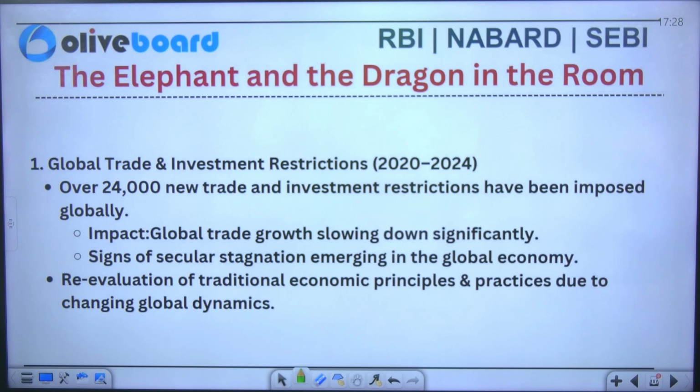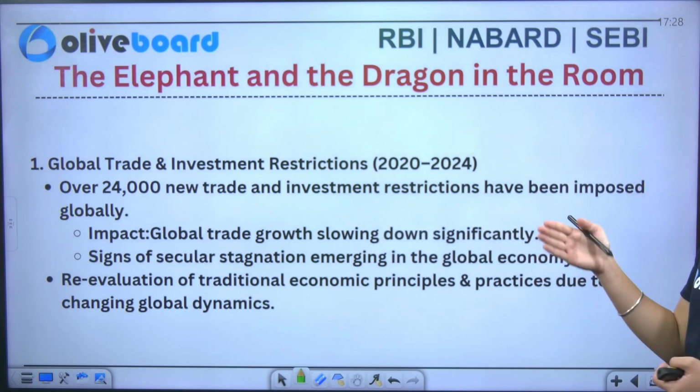Now we'll see the case of the elephant and the dragon in the room. We'll see the case of global trade and investment restrictions between 2022 and 2024.